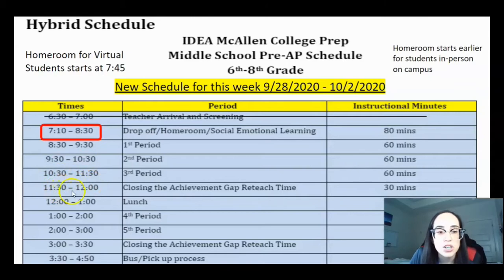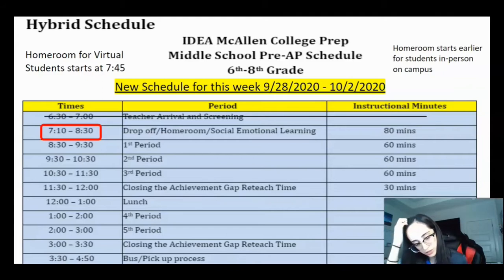And then notice here how we have a 30-minute closing the achievement gap reteach time. This is a time for teachers to contact those students who are needing that extra help. I did mention those students who did not do very well on the biweeklies. If you did not pass it, this is going to be the time where I come and help you. I will be calling you through Teams or sometimes even through the phone to reteach some things that we need to learn again, okay?